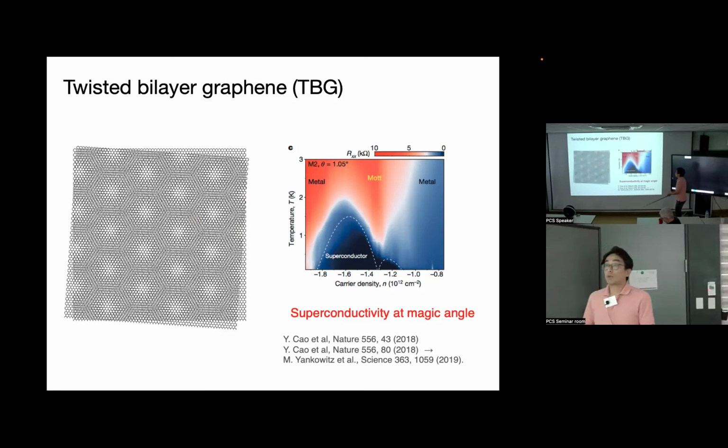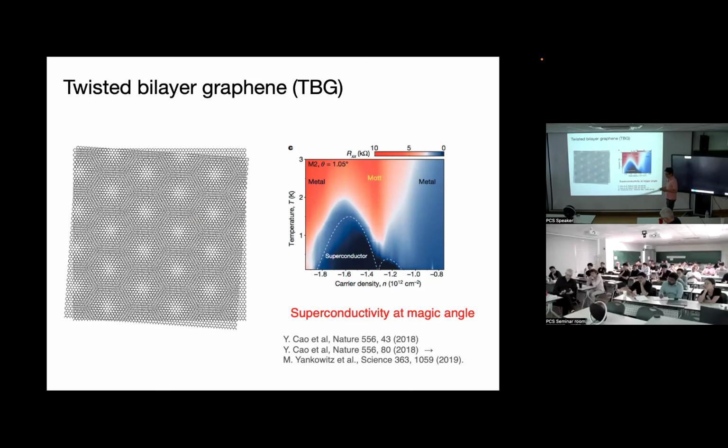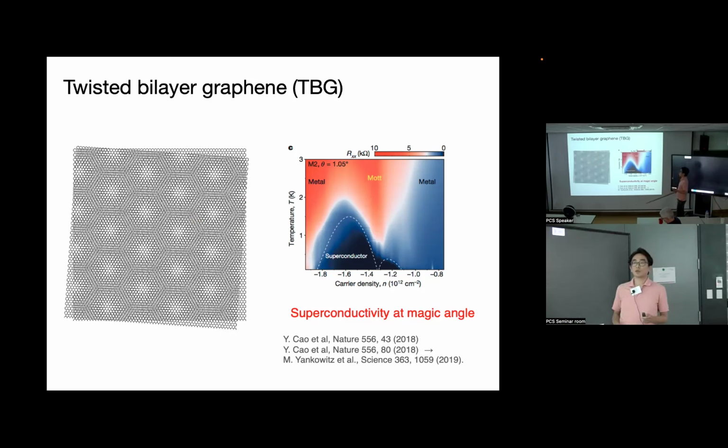The twisted bilayer graphene is just a two-graphene-layer system, but stacked in this way, with some rotation. So you would have some long-wavelength beating pattern. So this is Moiré.